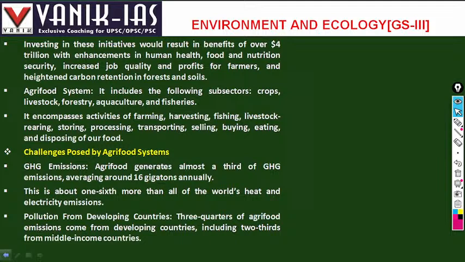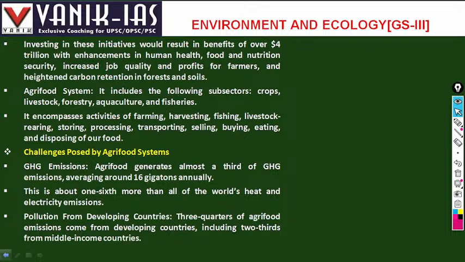Investing in these initiatives could result in benefits of over 4 trillion, with enhancement in human health, food and nutrition security, increased job quality and profit for farmers, and heightened carbon retention in the forests and soils. The agri-food system includes the following subsectors: crop, livestock, forestry, aquaculture and fisheries. It encompasses activities of farming, harvesting, fishing, livestock rearing, storing, processing, transporting, selling, buying, eating and disposing of our food.